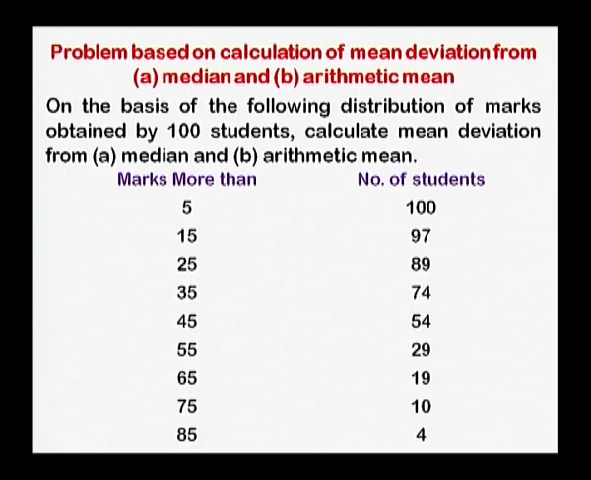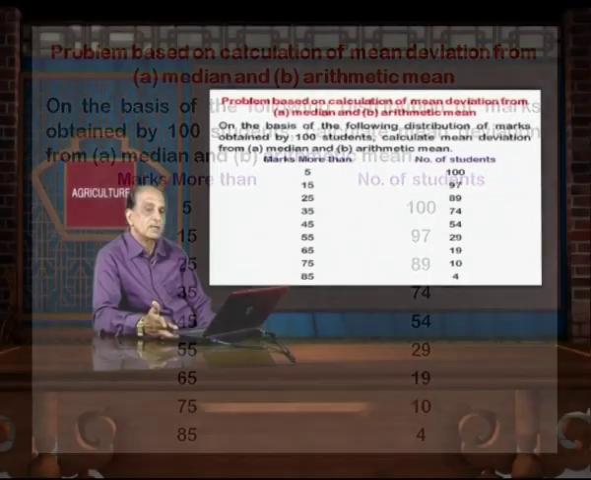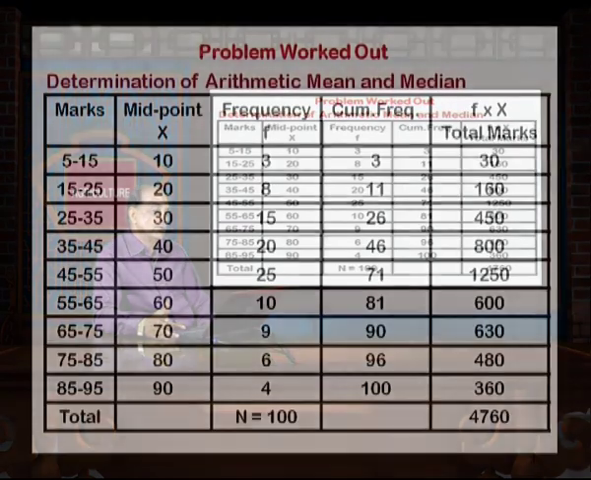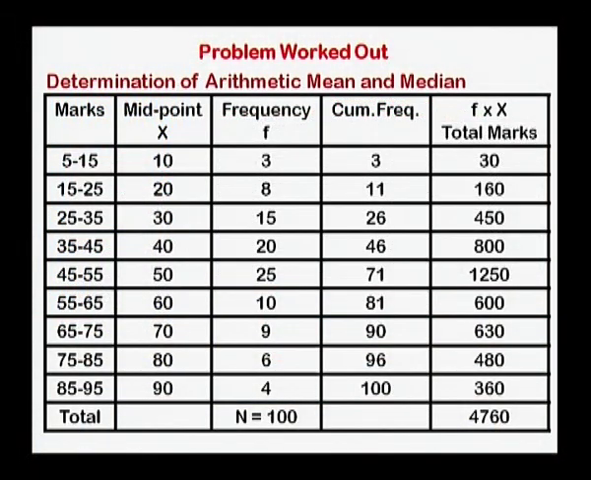Now, in this case, since we are not given the class interval, it is better that we first form class intervals on the basis of the marks obtained by the students. So, first of all we have formed the class interval 5 to 15, and the midpoint is 10. Now, the question arises how to calculate the midpoint. First, we take the summation of 5 and 15, which comes to 20, and that is divided by 2, we get 10. In the same way, when we add 15 and 25, we get 40, and that is divided by 2, we get the midpoint 20. So, this is the process in which we calculate the midpoint.